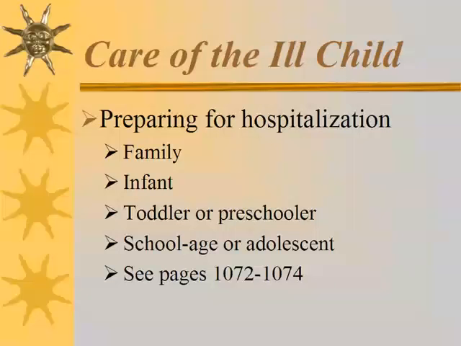Also thinking about if there are other children in the home. Parents want to be with the ill child at home, but yet still may have 2 or 3 other children at home that need to be cared for, so they're dividing their time between home and hospital. Looking at the different age groups, there's some good information on pages 1072 through 1074 in your textbook.